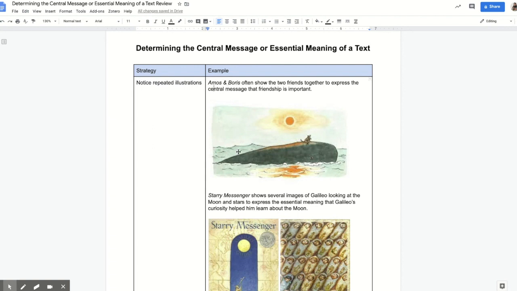So if you remember Amos and Boris, here I have a picture of an illustration from the text. It often shows the 2 friends together to express the central message that friendship is important. Another central message we've also talked about in this book was about how little friends can be of big help.